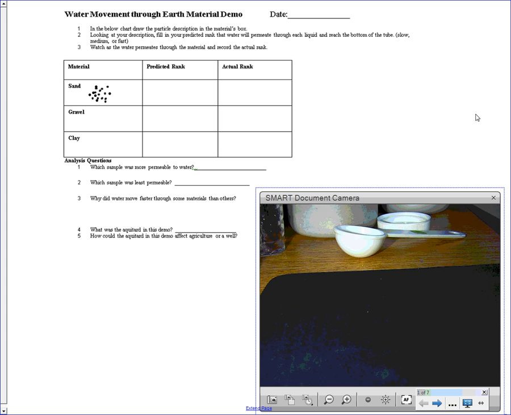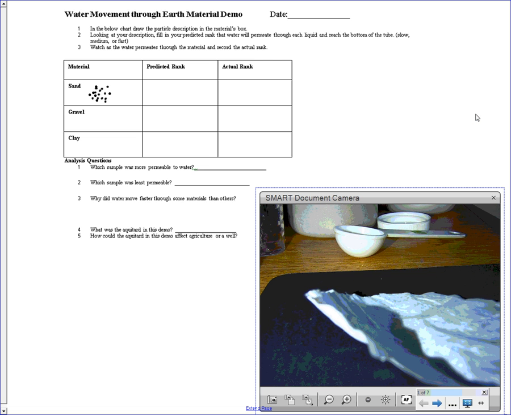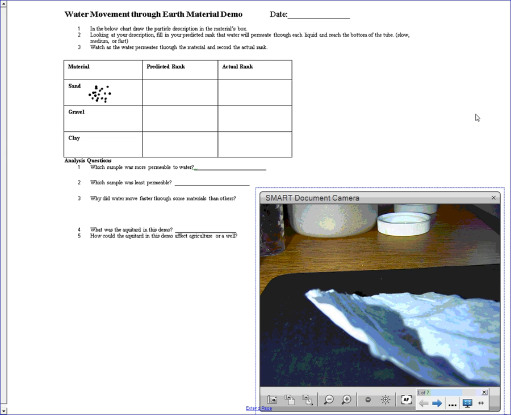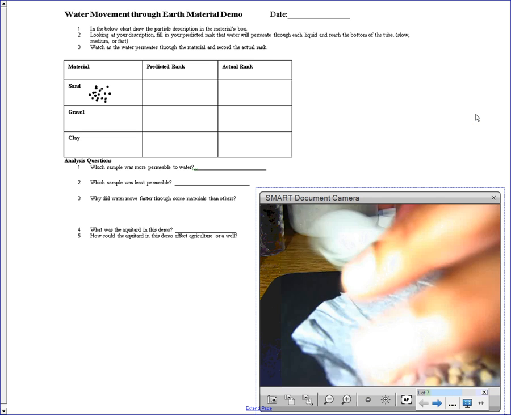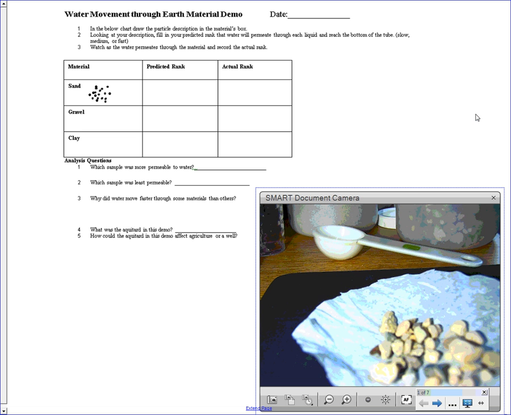Okay. The next one that we're going to look at is gravel. And again, I'm going to take a half a teaspoon of the gravel. And when we look at the gravel, then we can draw that how? Larger particles. So they're not dots anymore. They're more like rocks. Some are bigger than others.